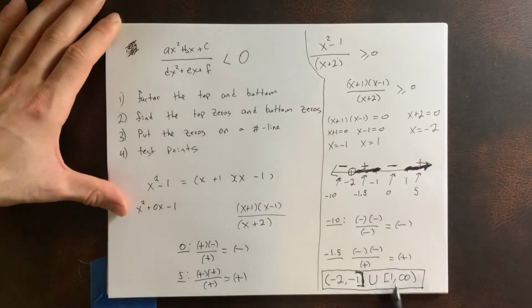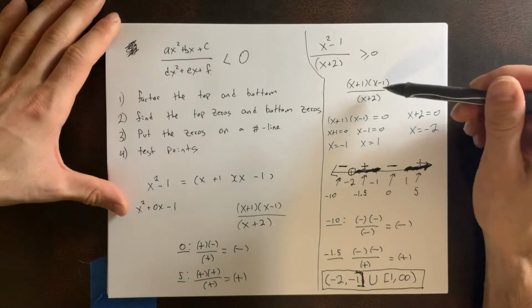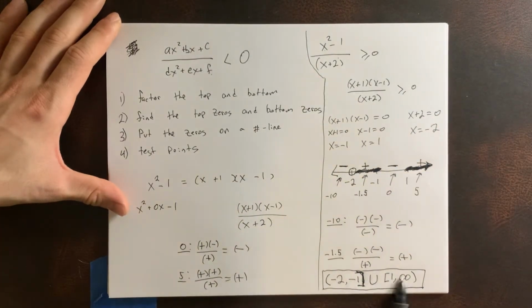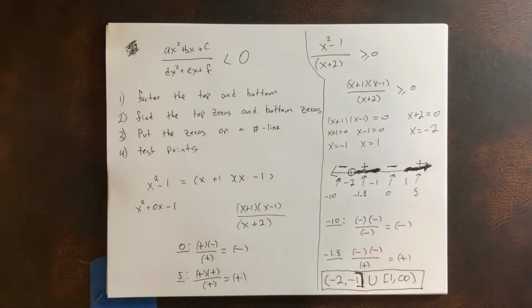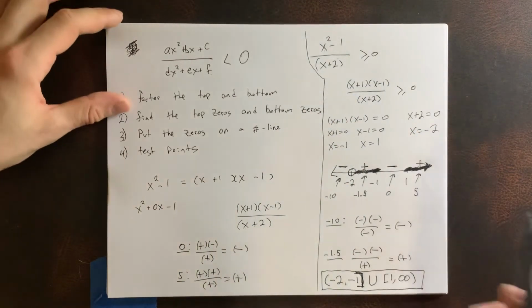Okay, so then this answer right here, this is going to be all the x values. So any x value we choose in here, in one of these intervals, if we plug it in, it's going to make this number bigger than or equal to 0. Okay, let's do one more example like that, just a little bit different.